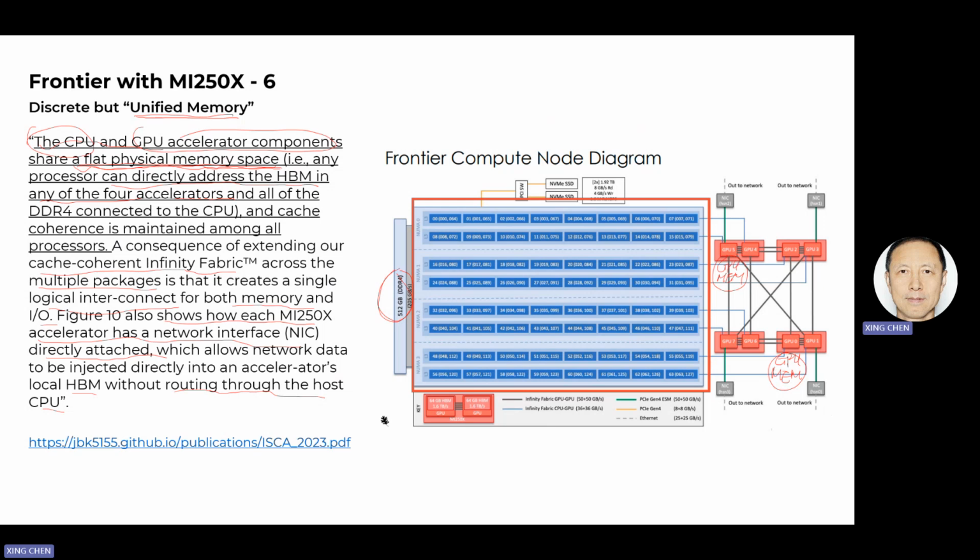The connection between the memory, the CPU, and the GPU, between everything, is the Infinity Fabric. And the cache coherency is maintained among all processors. So this is a very important piece of information.